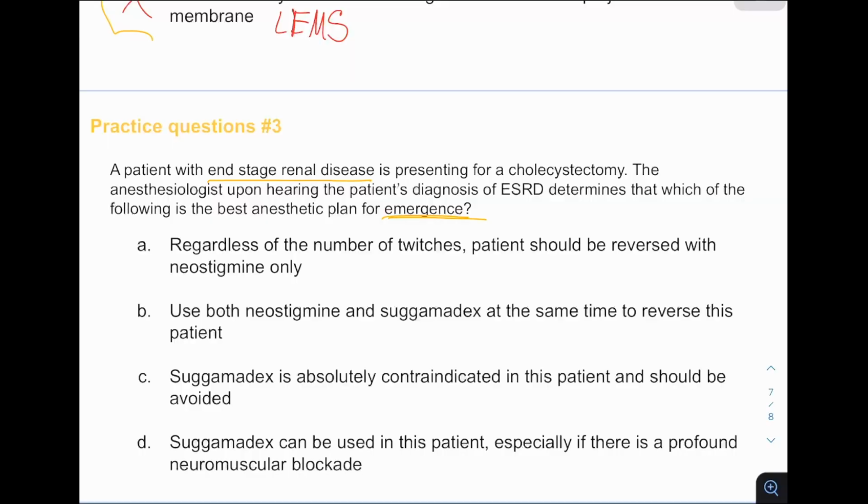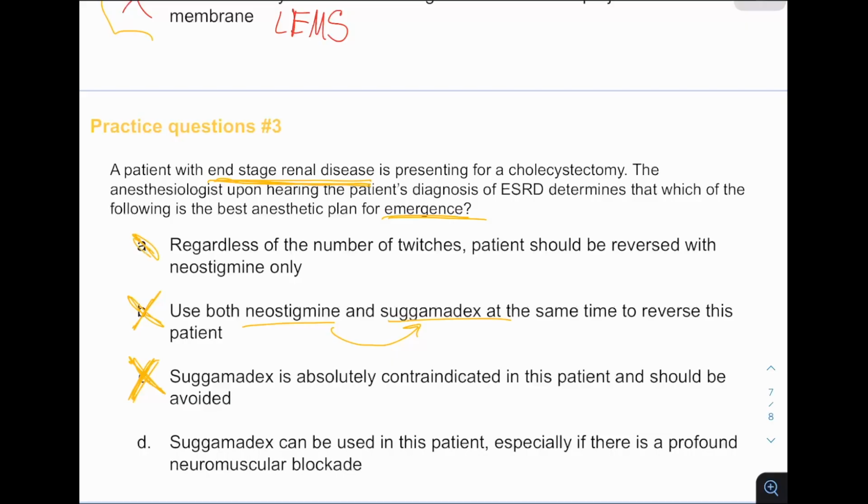So this might be a little bit of a tricky question because even though there is a theoretical risk about using sugammadex in patients with severe renal disease, sugammadex is not contraindicated. So C is incorrect. Choice B is also incorrect. You really shouldn't use both neostigmine and sugammadex at the same time. What you can do is try to reverse with neostigmine, but if the patient still has paralysis, then you would use sugammadex. Or you could just use sugammadex from the beginning. But there is no case where you would give both neostigmine and sugammadex at the same time.